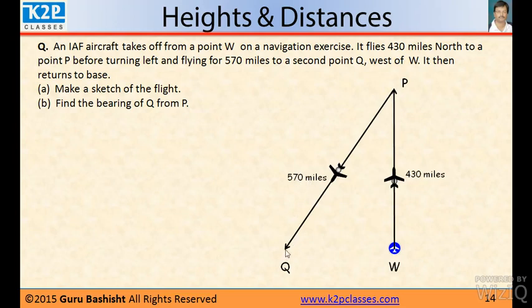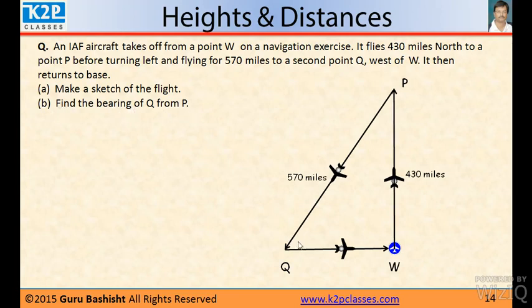So why is this point Q here? Because it is written west of W in the same line, and then it returns to base. So the sketch is complete. The next question is, find the bearing of Q from P.